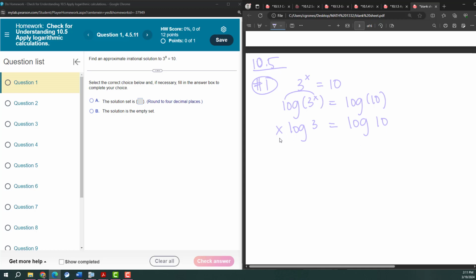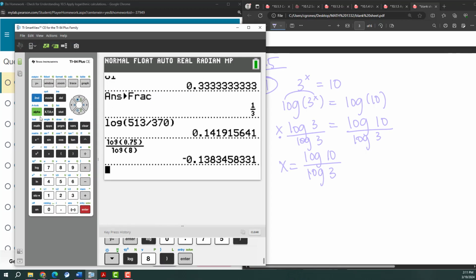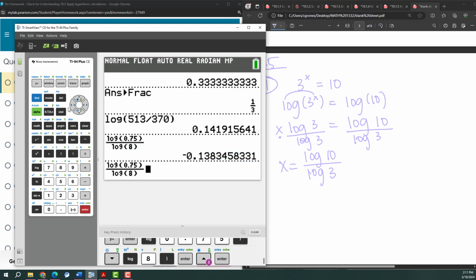I can solve for x by dividing both sides, and I get x equals log of 10 divided by log of 3. And you can put this into your calculator. So I'm actually just gonna go up and highlight this and click enter.